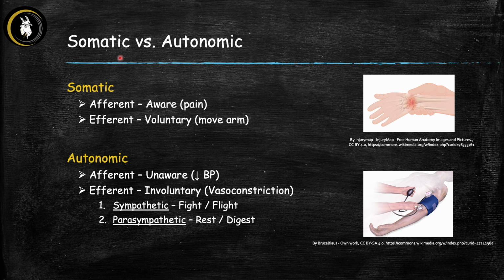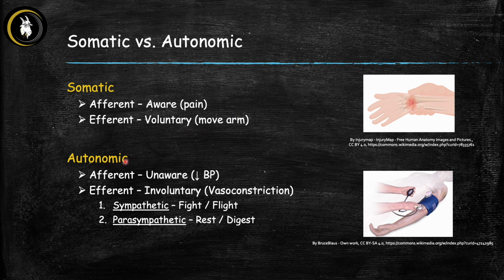So the final topic we're going to cover in this video is the somatic versus autonomic nervous system. Somatic is our aware and voluntary system. Autonomic is our unaware and involuntary system. They each have an afferent and an efferent branch. Remember, afferent is our sensory. So for the somatic nervous system, it's bringing in sensory information that we're aware of, for example, pain here from this broken arm. The efferent somatic nervous system is voluntary movement, for example, moving your arm or your leg.